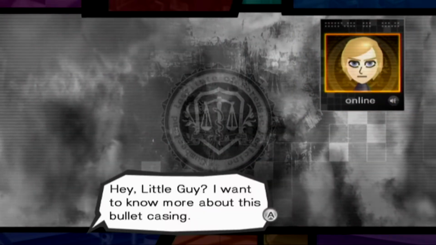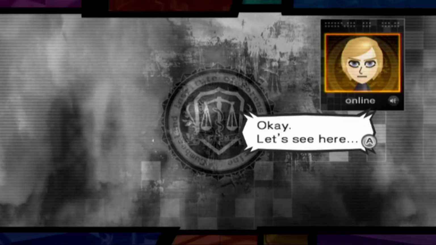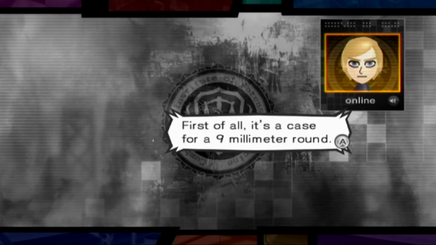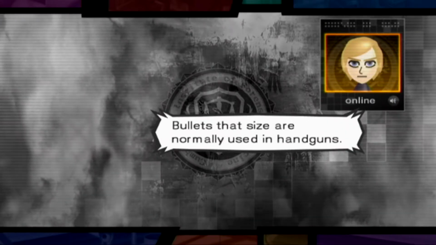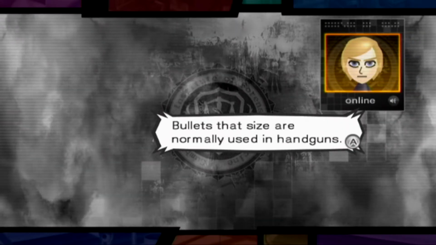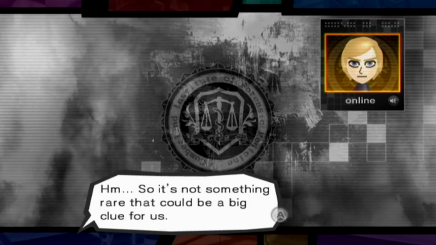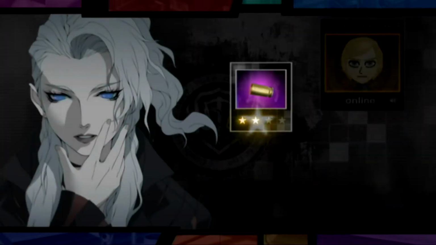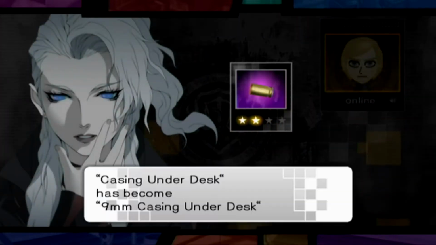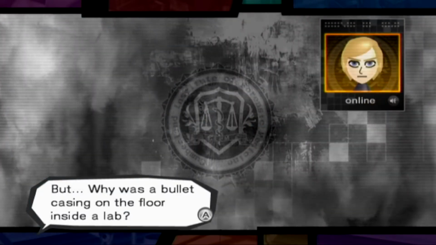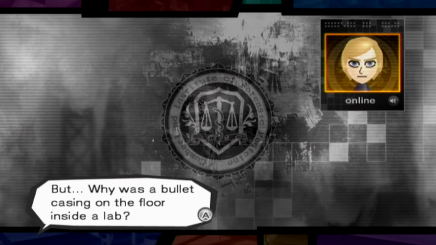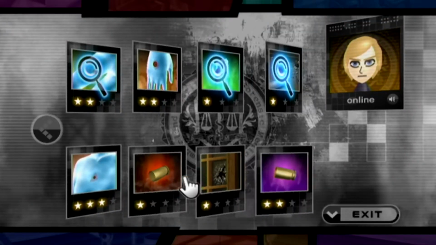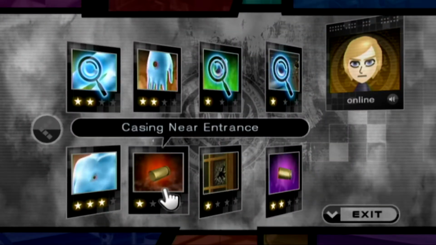Hey, little guy. I want to know more about this bullet casing. Okay. Let's see here. Well, what can you tell me? First of all, it's a case for a 9mm round. Bullets that size are normally used in handguns. Huh. So it's not something rare that could be a big clue for us. Unfortunately, that's correct. But why was a bullet casing on the floor inside a lab? That question might lead us to some important information.